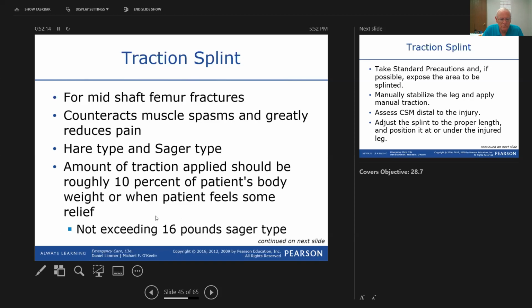Sometimes I've seen this on test questions too. What's the maximum pounds of traction can you use with a Sager type splint? That's 16, but the norm is 10% of the patient's body weight if they're less than 160 pounds.